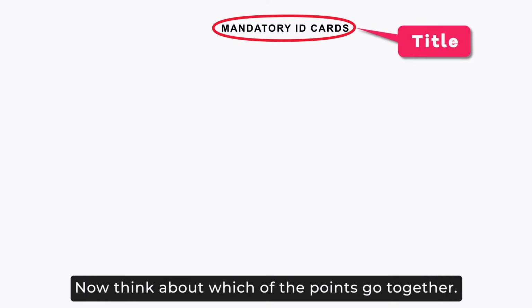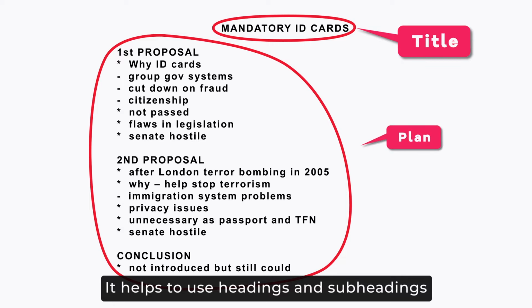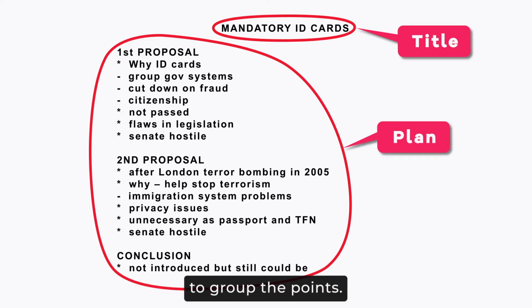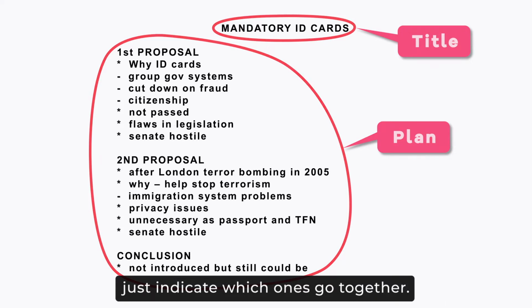Start by writing a title for your summary. Now, think about which of the points go together. It helps to use headings and subheadings to group the points. You don't have to write out all the points, just indicate which ones go together.